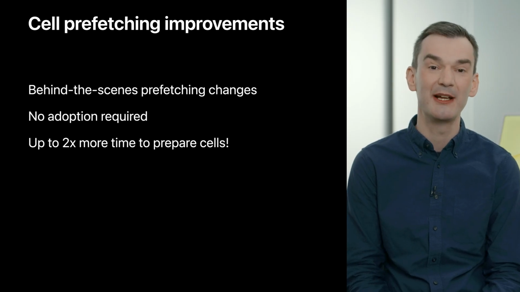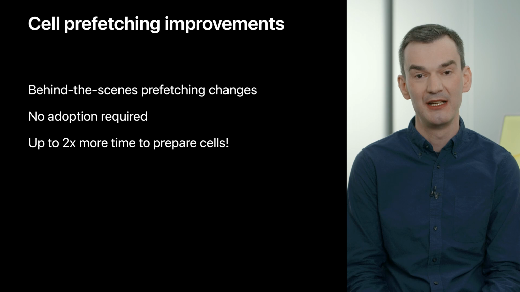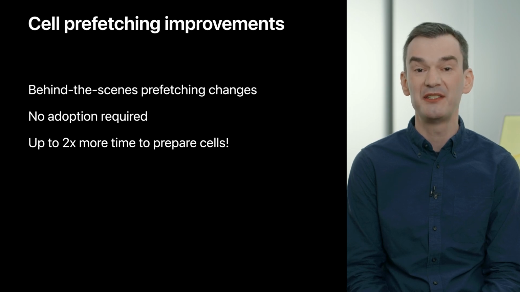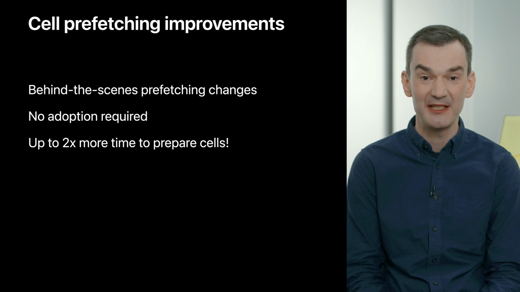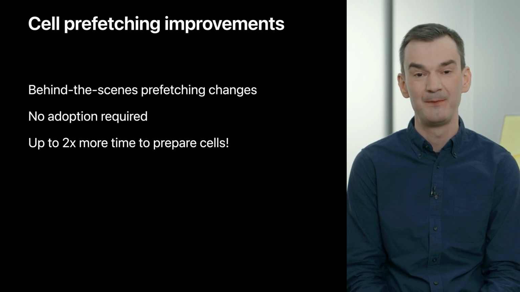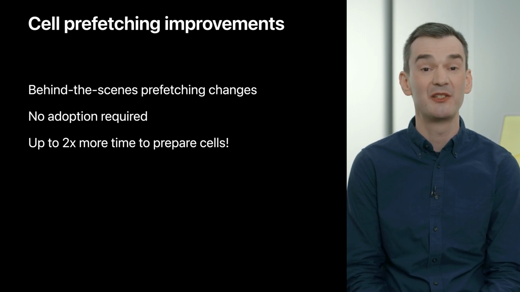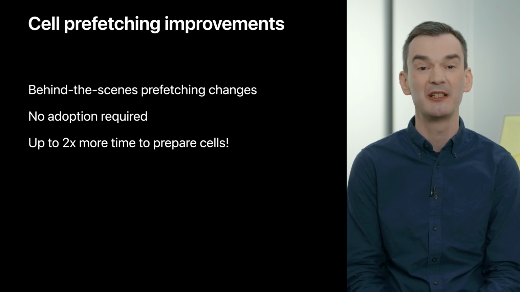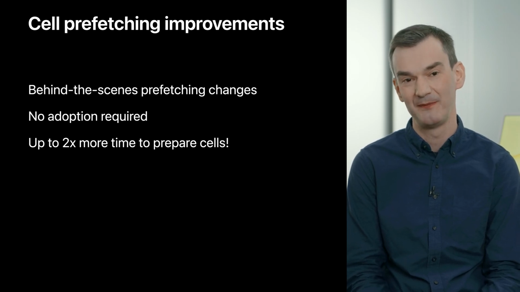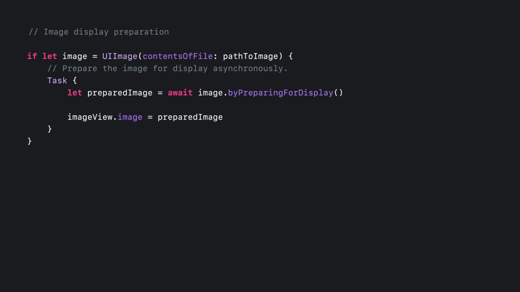First, we'll return to UICollectionView and UITableView. iOS 15 introduces changes to cell prefetching. These changes automatically take effect when you build for iOS 15. They can give apps up to twice the amount of time, almost 2 visual frames' worth, to prepare cells while keeping scrolling perfectly smooth. Many cells show images.